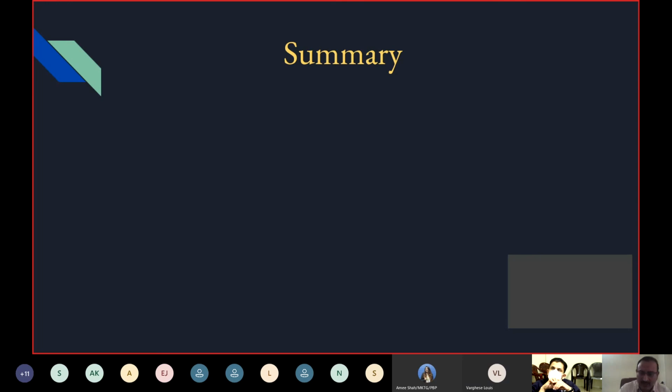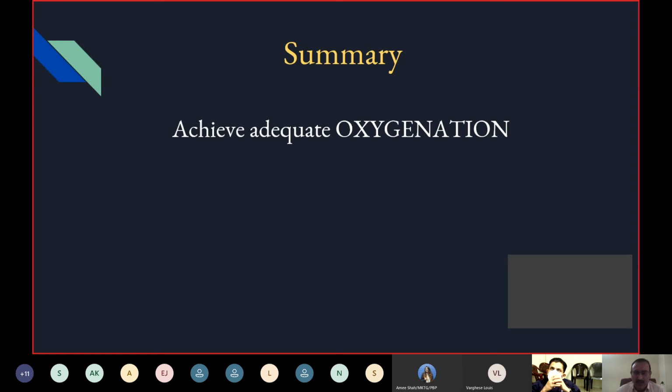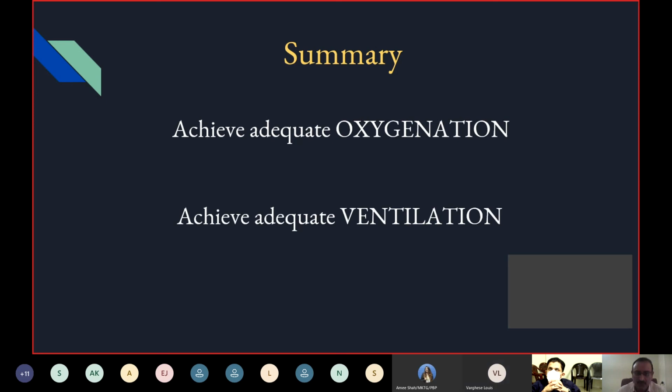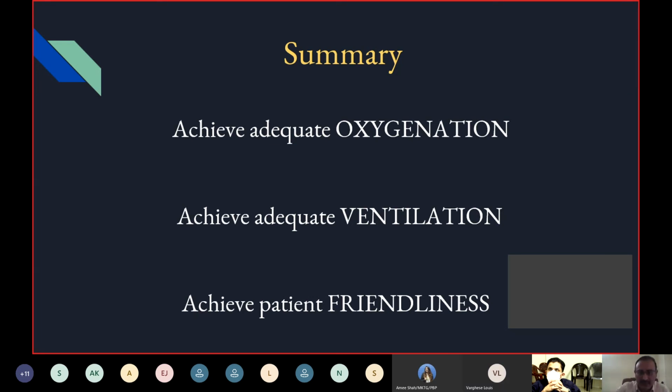So the summary is: our aim in ventilating somebody or using the ventilator in the ICU should be achieving adequate oxygenation and adequate ventilation, but at the same time, what we always tend to forget is achieving patient friendliness with the ventilator. Make the ventilator his friend. Make the ventilator sync with the patient. And for that, it's good to know a little bit about the knobology, to play with these knobs a little while you're with the patient and see how things pan out. Okay, thank you very much.